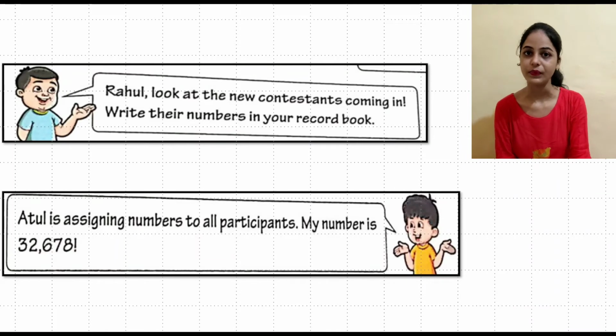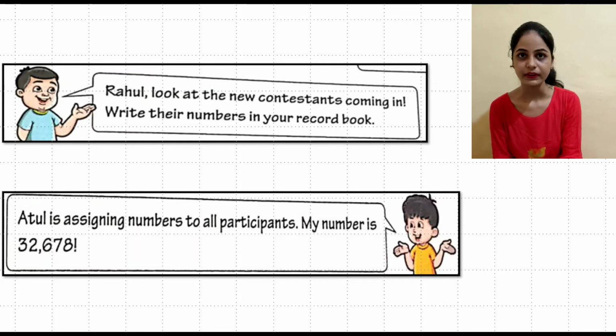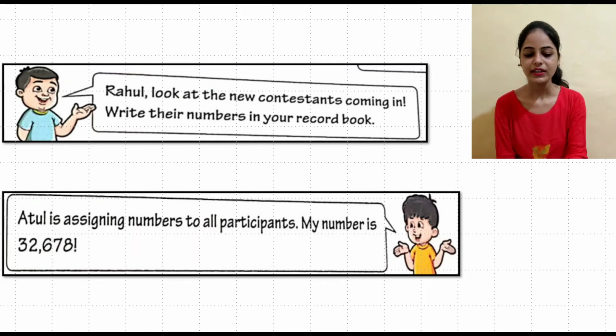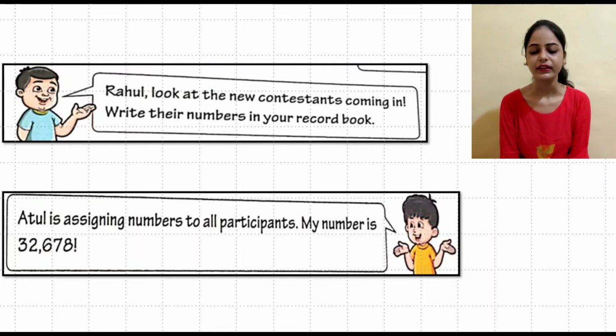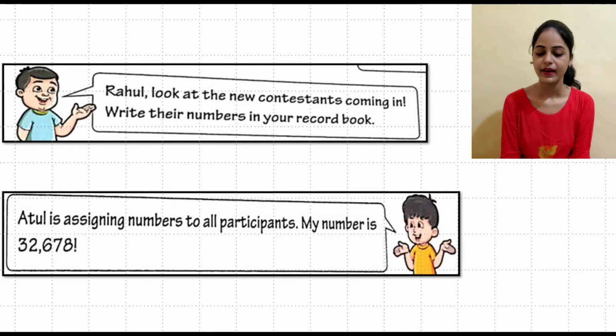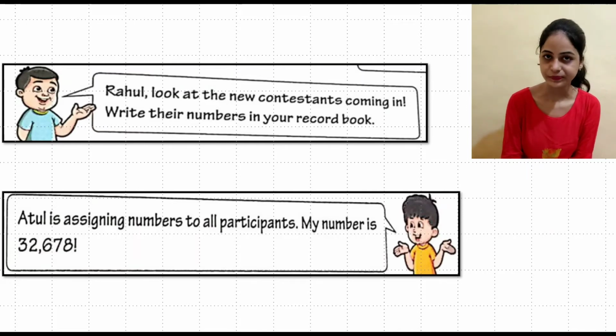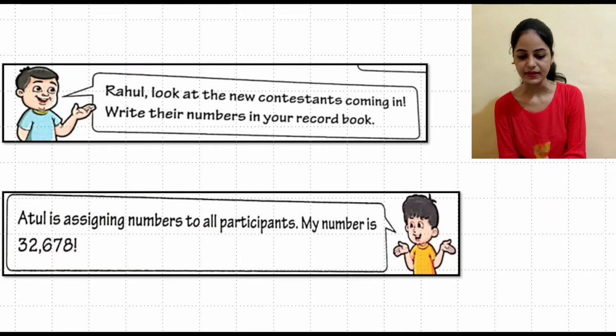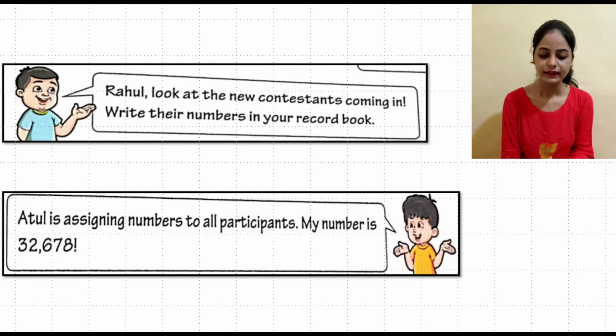There is a conversation between Rahul and Atul. Rahul records the numbers in the record book and Atul is assigning the numbers to all participants. So let's look at the conversation between Atul and Rahul. Rahul, look at the new contestants coming in. Write their numbers in your record book. So here Rahul is recording the numbers in his record book and Atul is assigning the numbers to all participants.